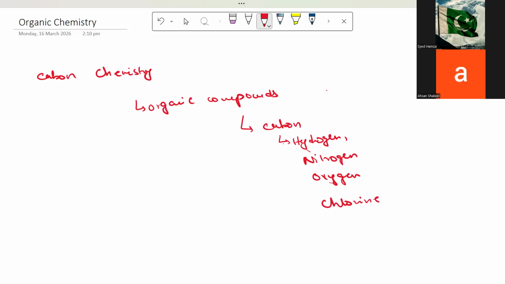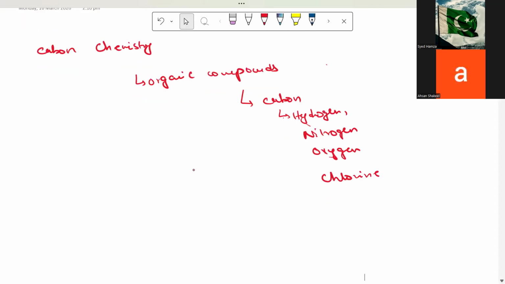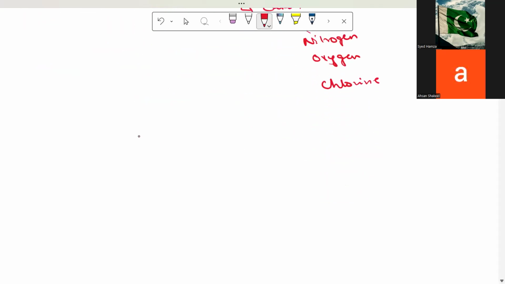Now, before we start completely with the idea, there are a few things that you might need to know. One of those things is valencies. Valencies are basically the number of bonds elements can make. So, for example, we'll be studying four different elements in this organic chemistry series.